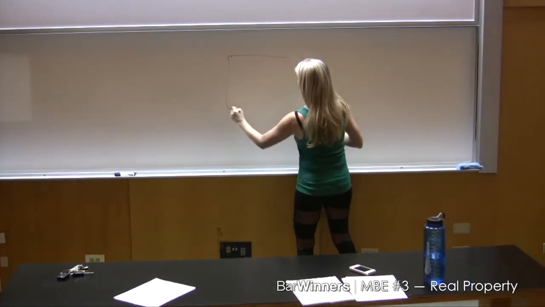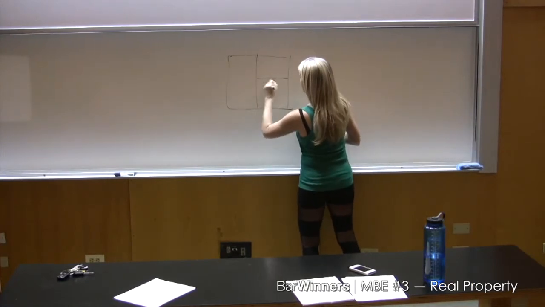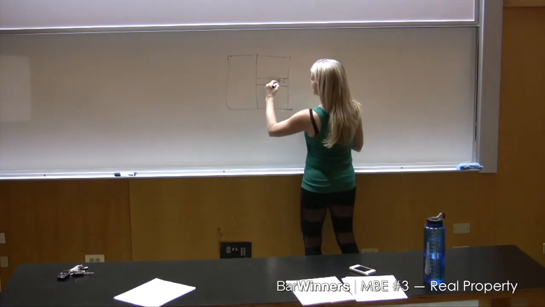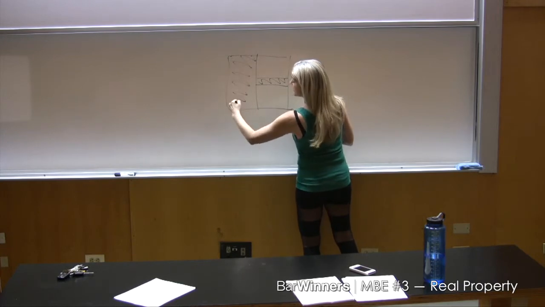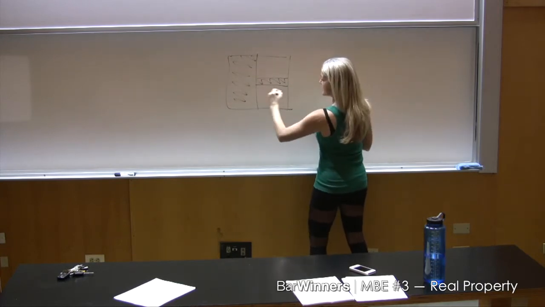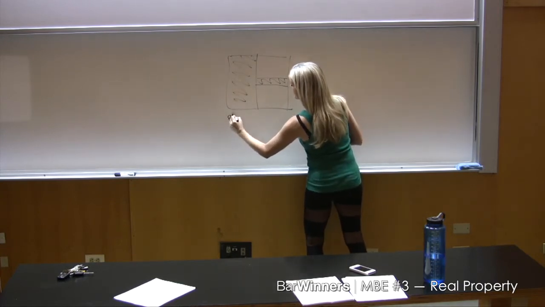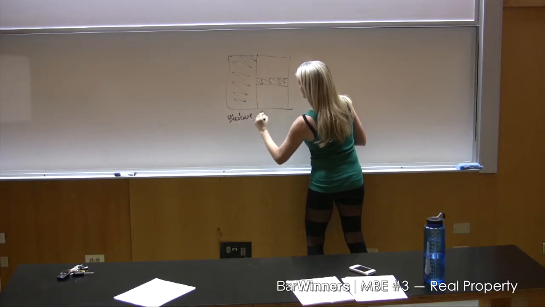If we think of the two parcels, and one of them, the dominant parcel, which may be a word on your list, this is Blackacre, this is Whiteacre.